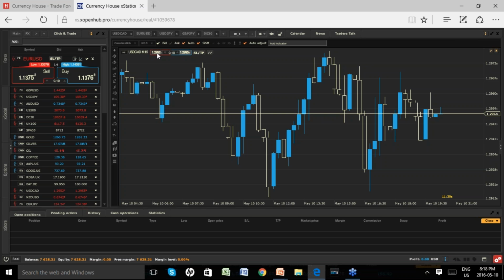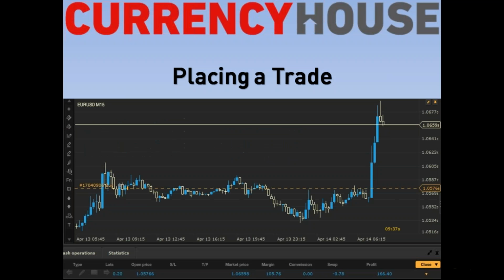So if I were to pick the red button, I would be assuming that we would be going down in the near future. Okay, so if it goes down, that would mean profit for me. And if it went up and I went long, that would mean profit for me. So let's go ahead and take a peek at this.